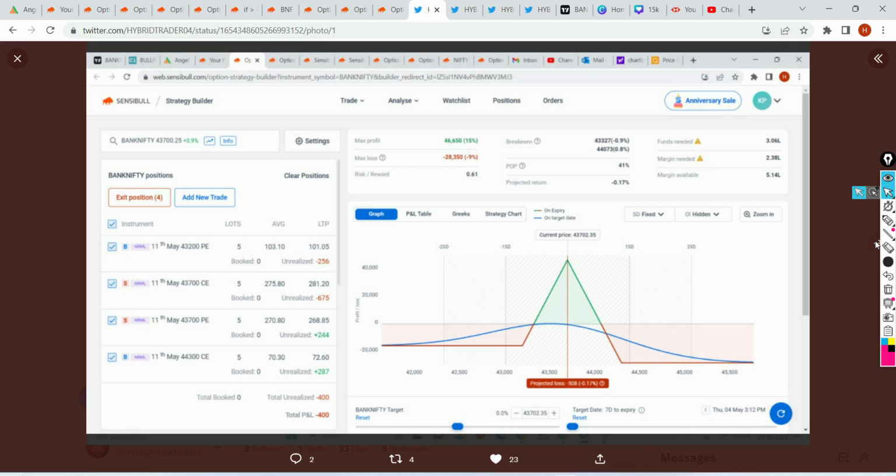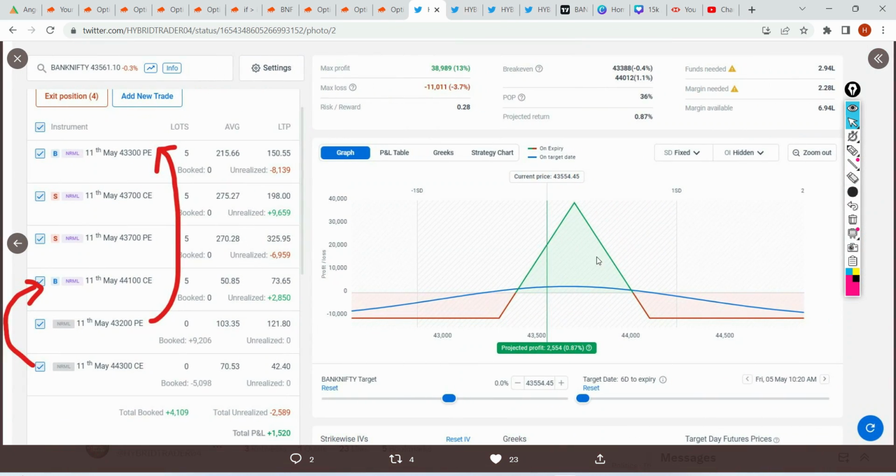Now what adjustments I've done next, guys, check this. You have to remember this was the maximum loss. Loss was less on the PE side. This was a sort of directional Ironfly. And then what did I do? Let me take you to the next screen.